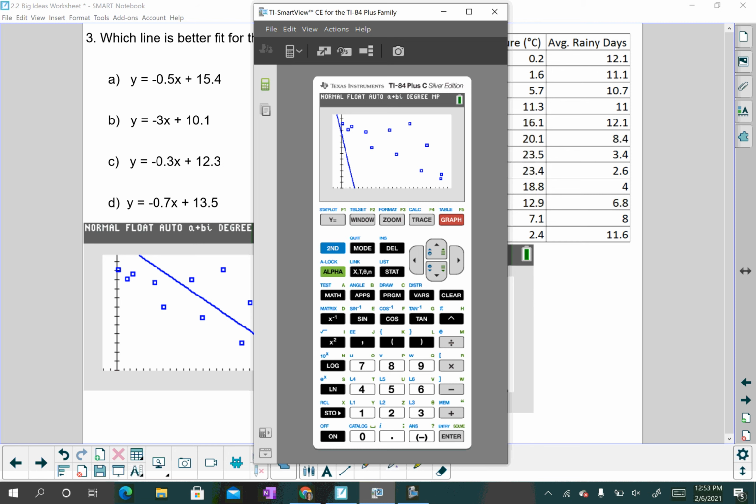All right, so we've got A, we've got B. Okay, let's go ahead and do C. So again, back to y equals. Clear it out. Negative 0.3, and I'm not putting the 0 in there because it's to the left of the decimal, but if you guys are putting it in there, that's fine. X plus 12.3. Graph. Okay, so there's C.